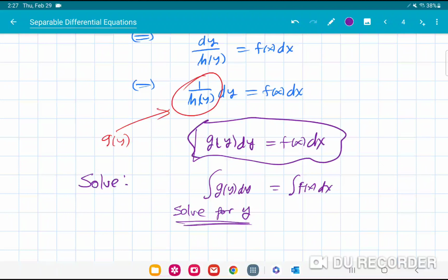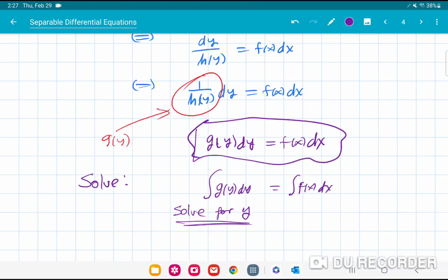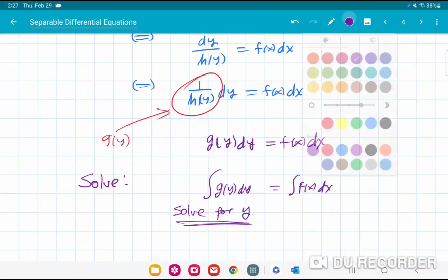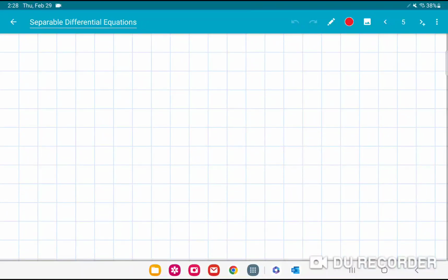So let me do a couple of examples. Basically we have a separable differential equation. We write it as that first. That's the first step. Then integrate both sides. That's what a separable differential equation is. So let me do an example here.